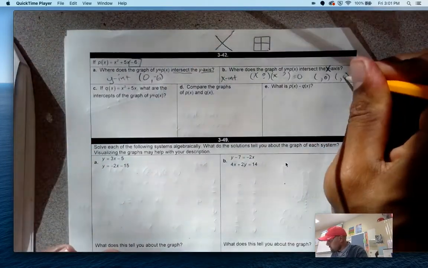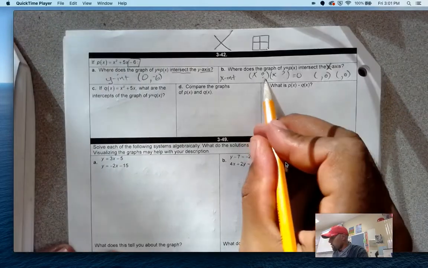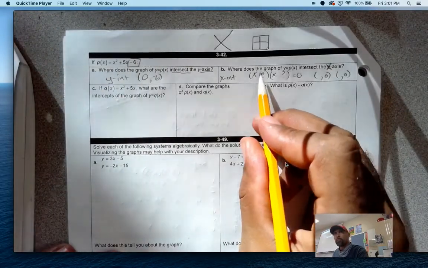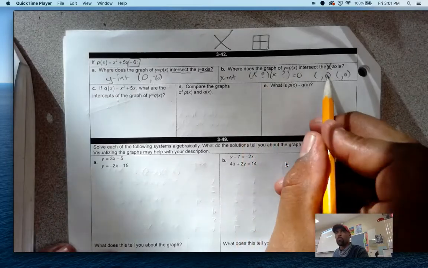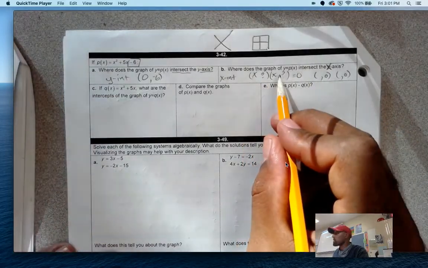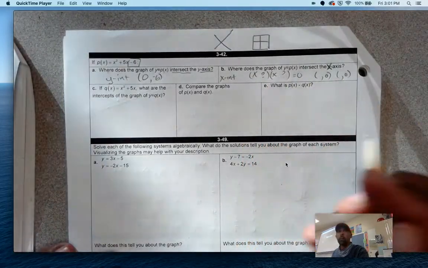And remember, for your x-intercepts, your y is 0. So just basically whatever number you get from here, you take the opposite. So if that's like minus 3 or whatever, then you put positive 3. If that's positive 2, then you put negative 2.